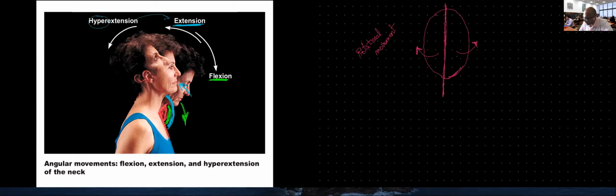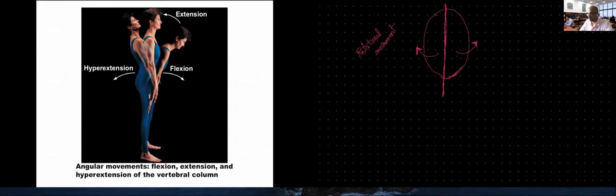Hyperextension is extension. It's not another movement. It's the same movement. But hyperextension is just a description of an extension that is beyond the normal range of motion. So how many times do you move your head backwards like this, beyond the normal range of motion? It's something that is very rare that you are performing. Why? Because it's beyond the normal range of motion. So hyperextension is an extension, but just a description that tells you that this is an extension just beyond the normal range of motion.